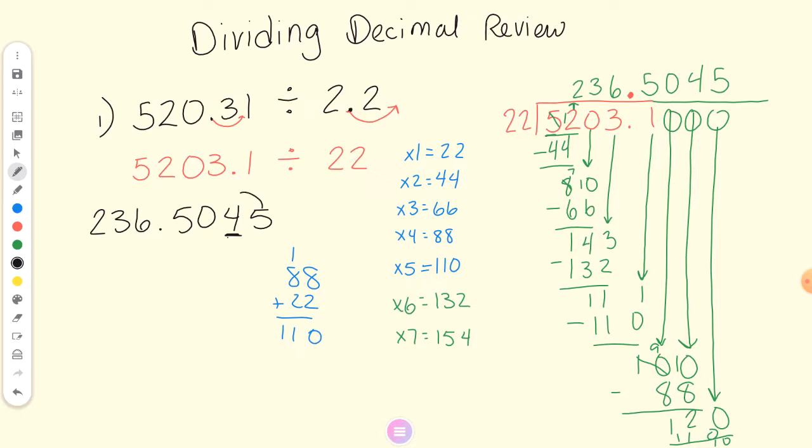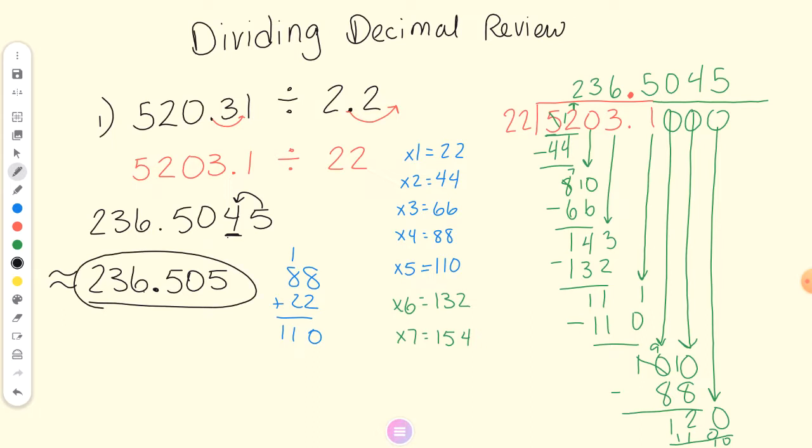But if I want to round to the 3rd digit, remember I use this 5. So Brant, what's my rounded answer going to be? I'm going to say it's about what? 236.505. Good job. And again, our 5th grade problems typically don't go that far, but they can, okay?